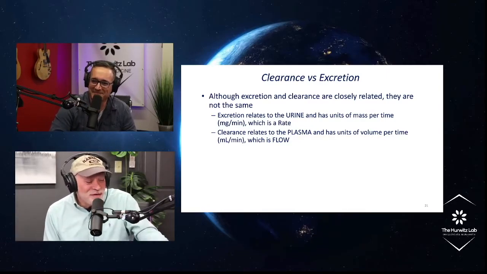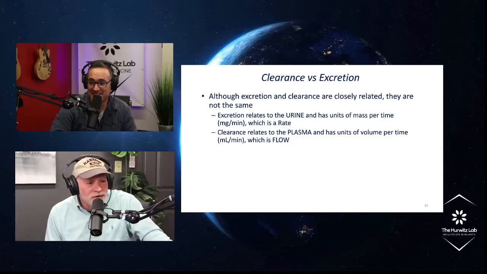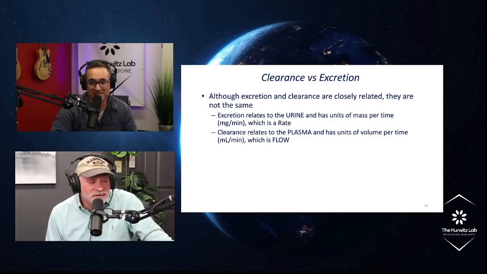And inulin is a carbohydrate. It's special because it's one of the few things that is freely filtered and neither reabsorbed nor secreted by the tubule. So whatever's filtered, you can use for measurement of clearance. Where was the source, or still is the source, of inulin?